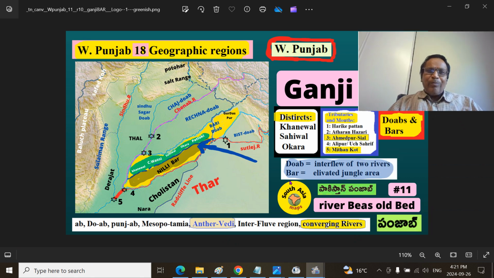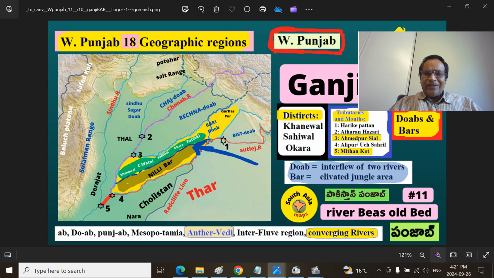And what is the bar and what is the doab? Doab means: ab is the water body, and doab means the land between two water bodies. Here, the water body is generally the river, nadi, or darya. So there are five such doabs: the Bist Doab, Bari Doab, Rechna Doab, Chaj Doab, and Sindh Sagar Doab, which I covered elsewhere, because Punjab is the land of five rivers.